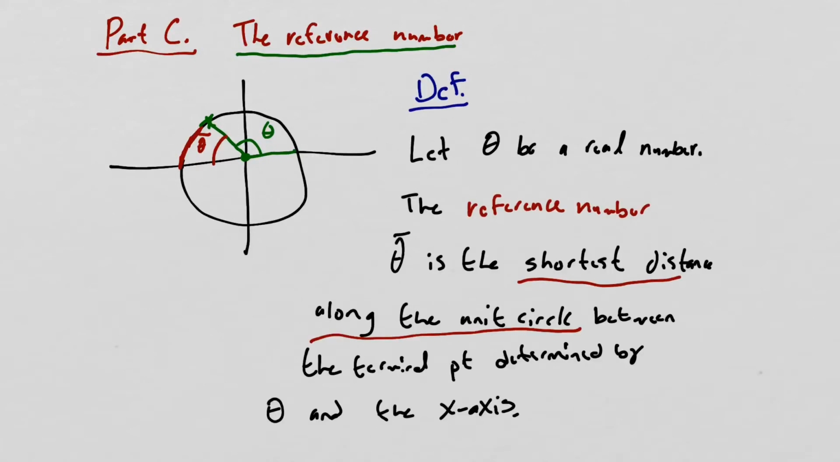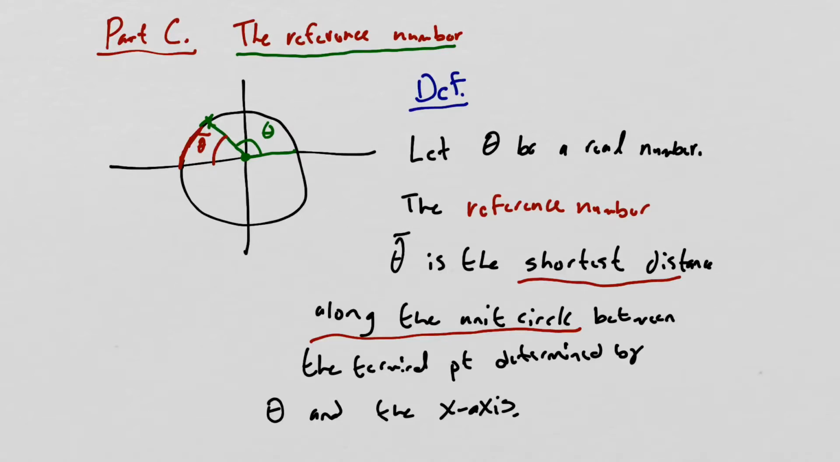Here we have our definition, and to start off, let theta be a real number. Then the reference number, theta bar, is the shortest distance along the unit circle between the terminal point determined by theta and the x-axis. Again, this means that theta bar is an angle given to us in radians.